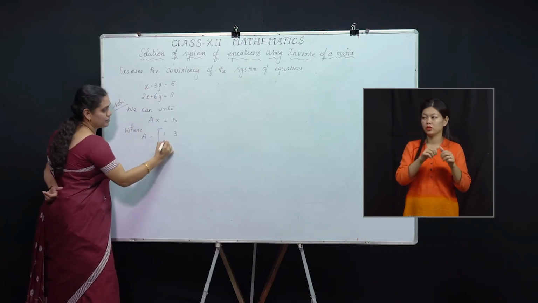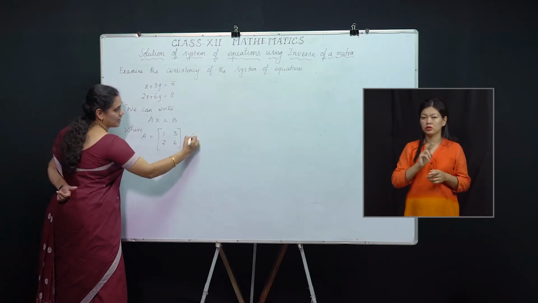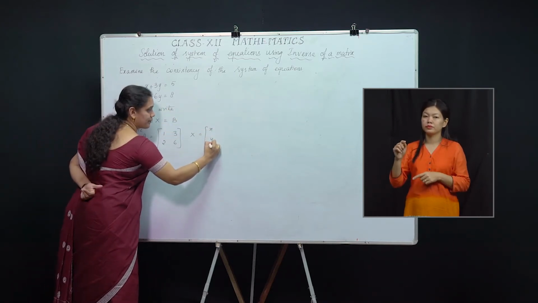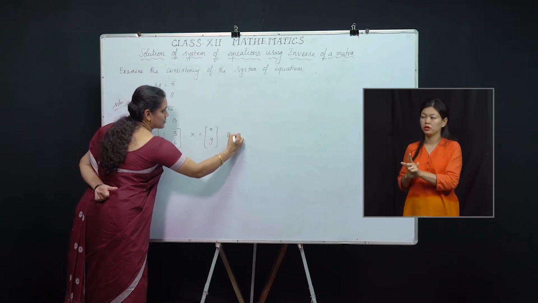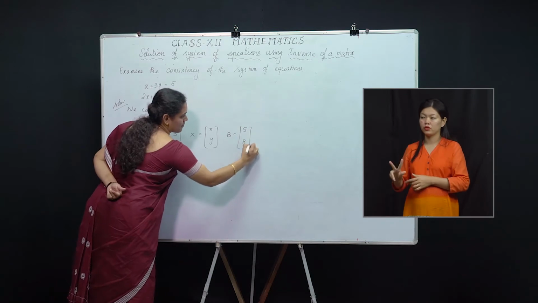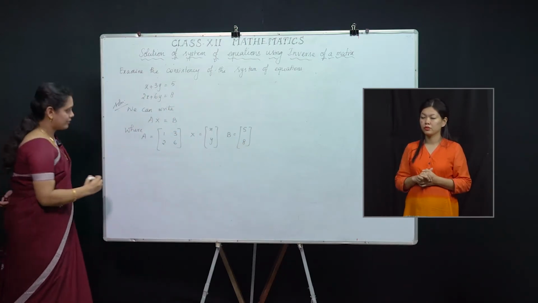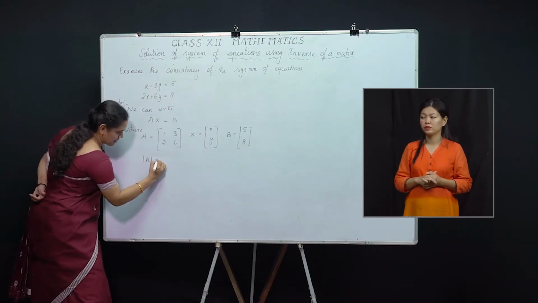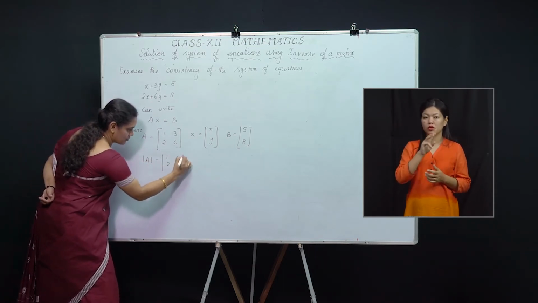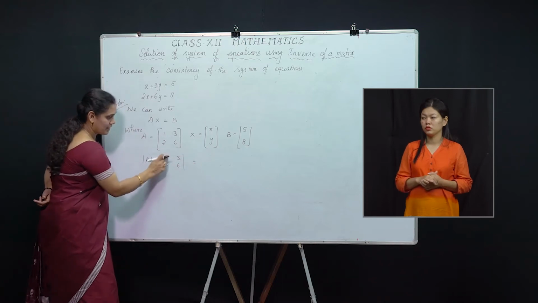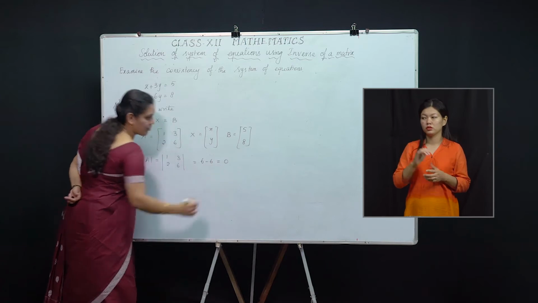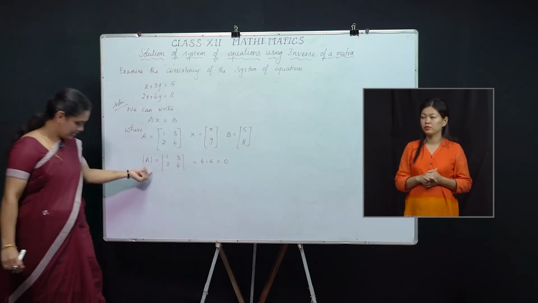1, 3, 2, 6, and then x is the variable matrix. Here we have only two variables, that is x, y, and what is the B matrix? The constant matrix 5, 8, right? Okay, the first thing we have to do is to check the determinant of A. So determinant of A is, cross multiply, 6 minus 6. So this is 0, right? So determinant of A is 0.